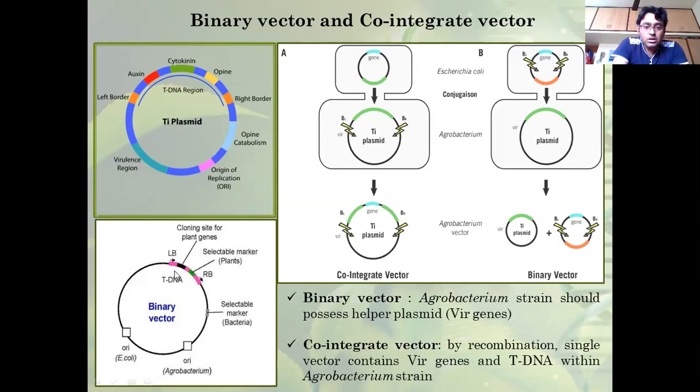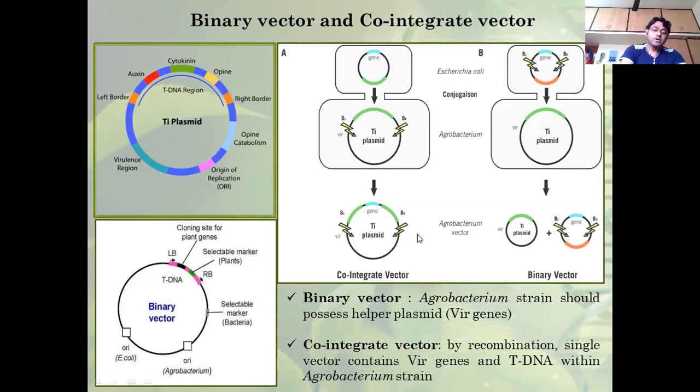So here, scientists have developed several binary vectors where the selectable marker cassette, as well as the gene of interest cassette, is there. Now, look at the picture: no vir genes in this binary vector. So how will tDNA be transferred from this Ti plasmid or binary vector to the plants?